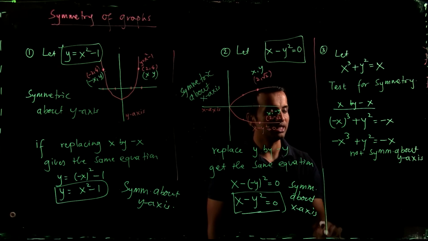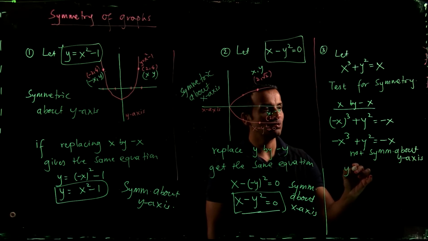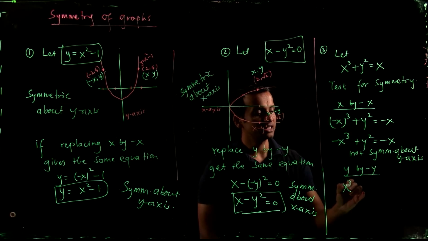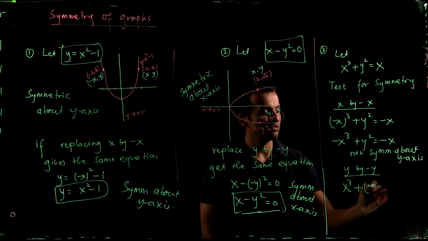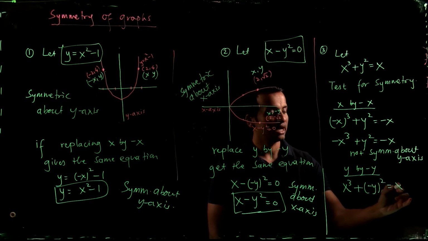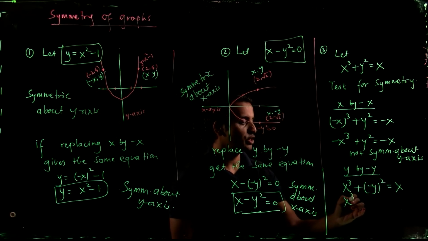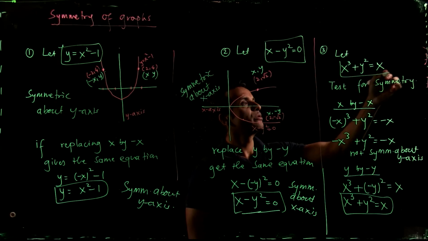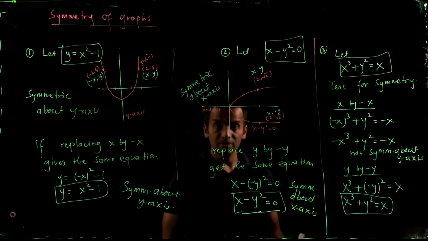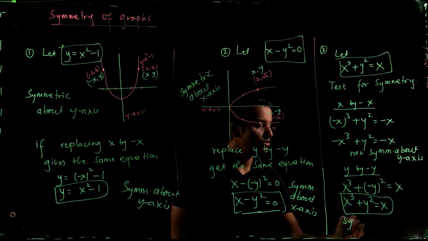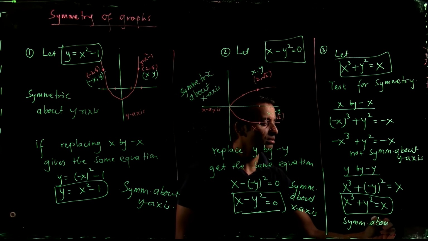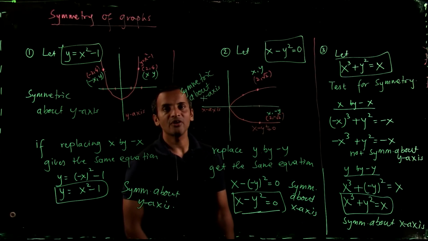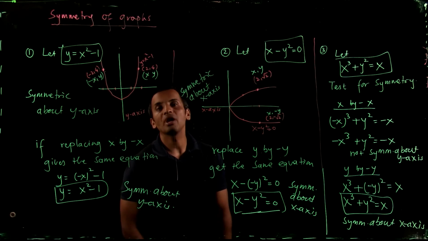Okay, next, let's do the next. How about changing y to negative y? Let me keep x the same and replace y by negative y, so you will get y squared equals x. So what do you get? You get x cubed plus y squared equals x. You got exactly the same equation as the given equation, right? So this is symmetric about x-axis.